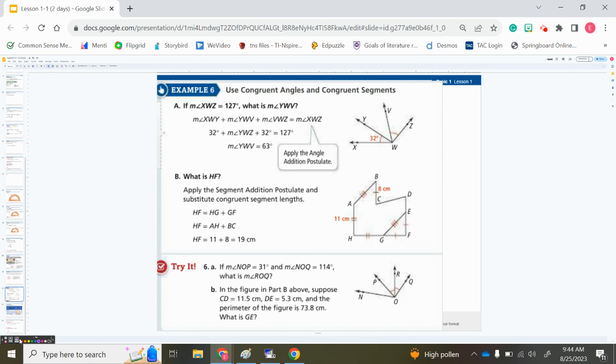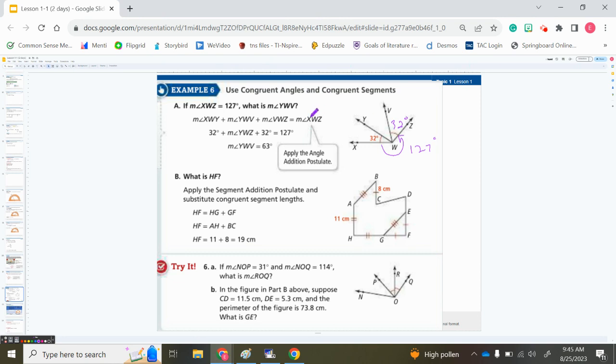The first thing they're telling me is that XWZ, so the whole thing is 127 degrees. Let me make that look a little bit more legible, huh? Okay. But the other thing they're giving me is this right here, is that this is 32. And there's this little arc right here and a little arc right here. These arcs mean that they are congruent. So if this is 32, what does this guy have to be? Yeah, 32. Do you see what I mean about mucking up the picture? Put the useful information in to help you out.